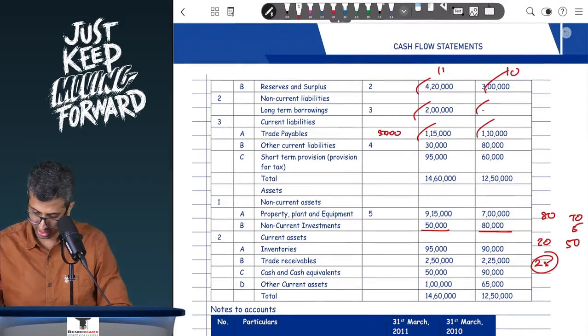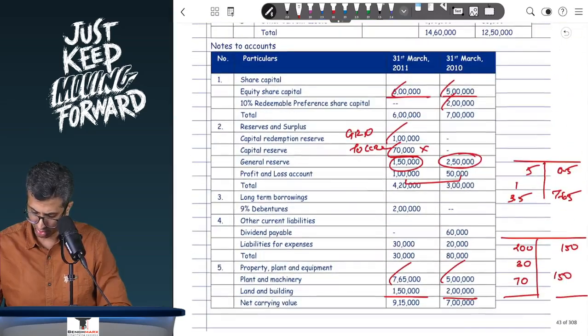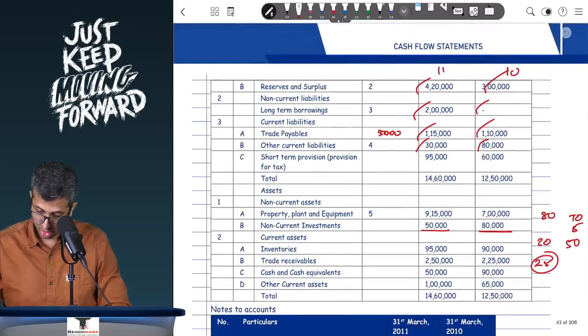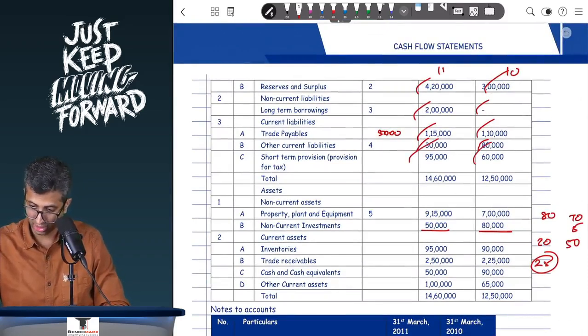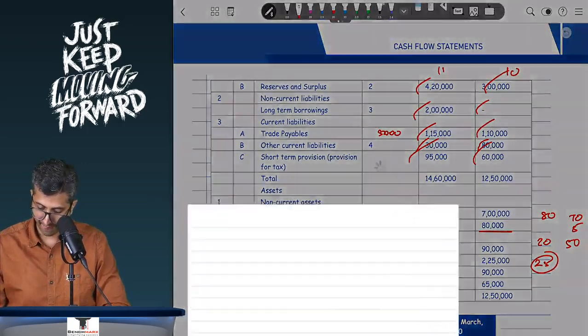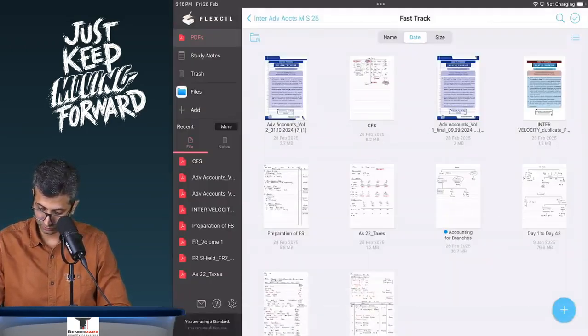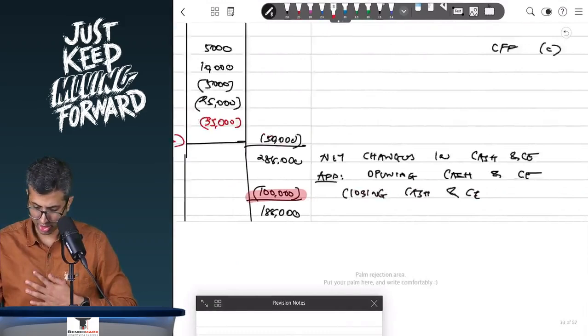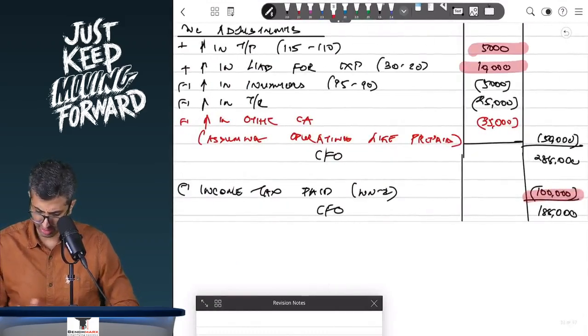Trade payables over here, this is increasing by 5,000. You will add other current liabilities. Maybe 80 से 30. What is this other current liabilities? Dividend payable 60 था, वो 0 हो गया, so 60,000 payment will come. Liability for expenses 10 से 30, so this will be added plus 10,000. For tax, this is 60,000 plus 135 during the year minus 95. So maybe 1 lakh must be paid. If I go to see, maybe your tax paid would be 1 lakh. Okay, further trade payables, other liabilities will come over here.